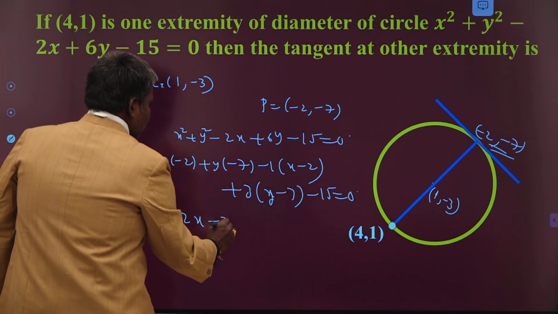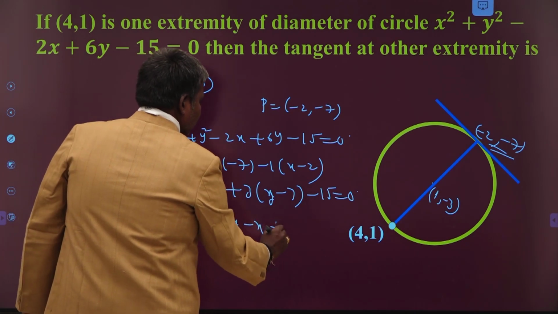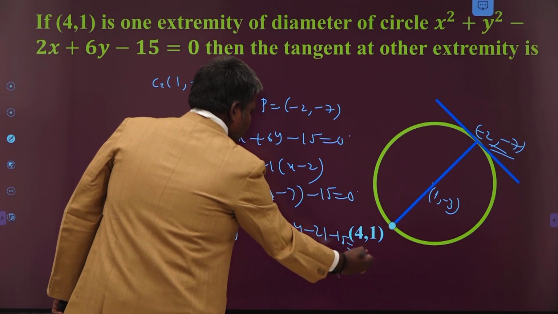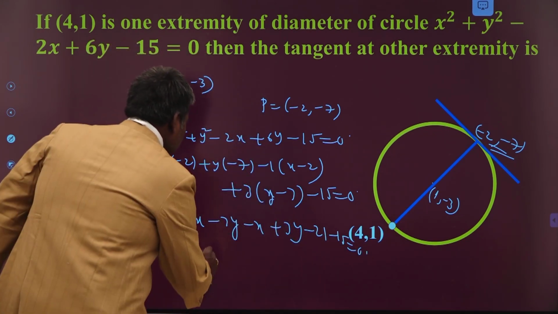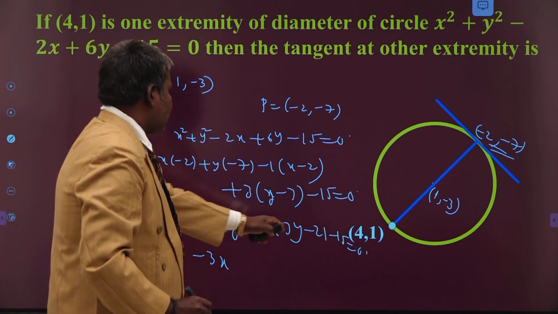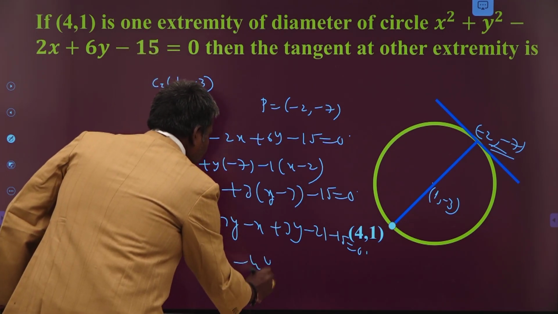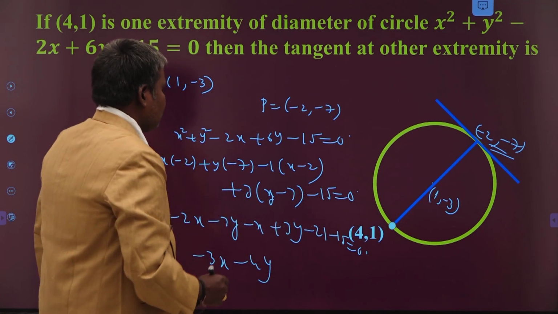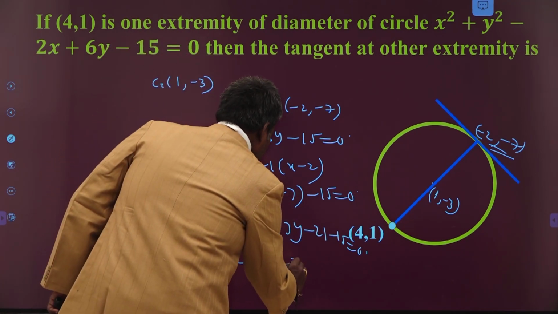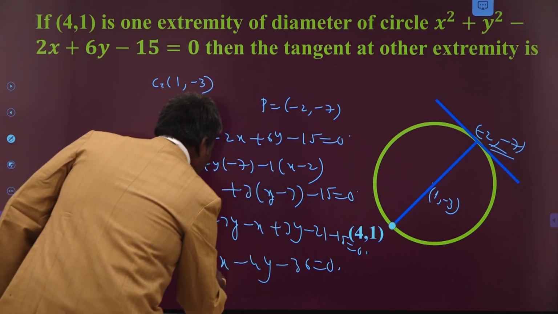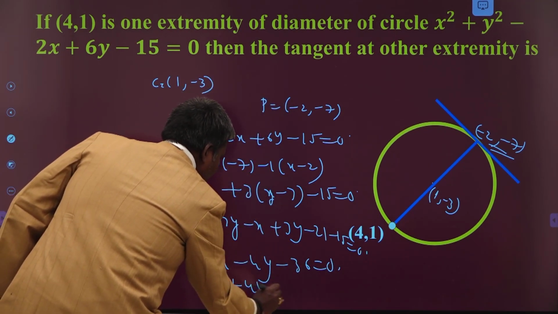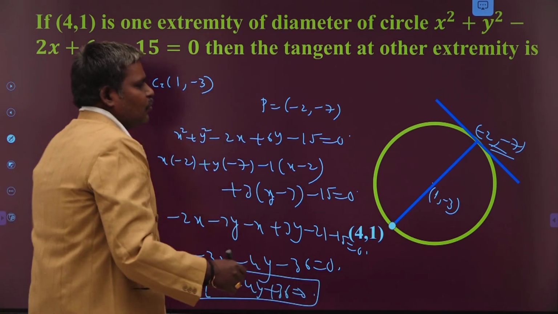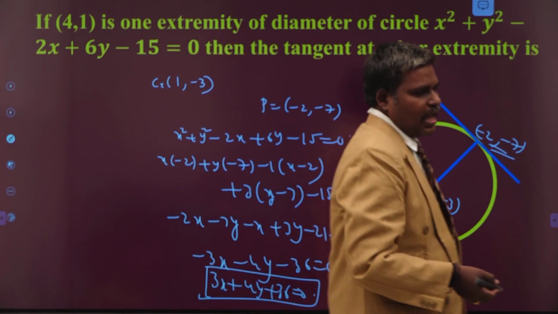So minus 2x minus 7y minus x plus 3y minus 21 minus 15 equal. So minus 2x minus x is minus 3x, minus 7y plus 3y, that is minus 4y. Again you have the constant. What is that? Minus 21 minus 15, minus 36 equal to 0. We get 3x plus 4y plus 36 equal to 0. This is the equation of tangent which is drawn at the other extremity of the diameter.